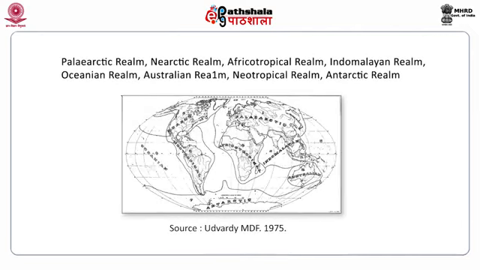Biogeographical regions of the world. This diagram shows different biogeographical regions of the world, which are Palearctic realm, Nearctic realm, Afrotropical realm, Indo-Malayan realm, Oceanic realm, Australian realm, Neotropical and Arctic realm.